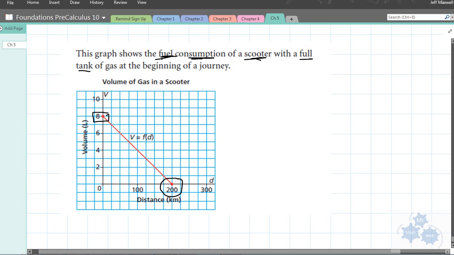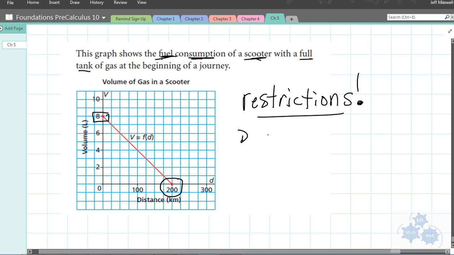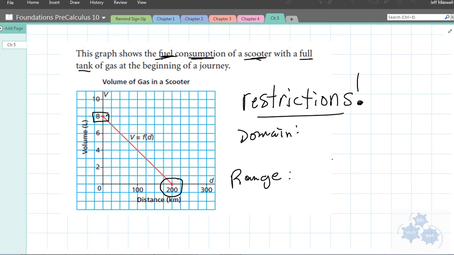Okay? Now, what I want to talk about, though, are restrictions on the variables. Very important. And that is restrictions on domain and restrictions on the range. So let's talk about that briefly. You got to consider the context of the problem. So when I talk about restrictions, these are values that are not possible, or that don't make sense to the question.